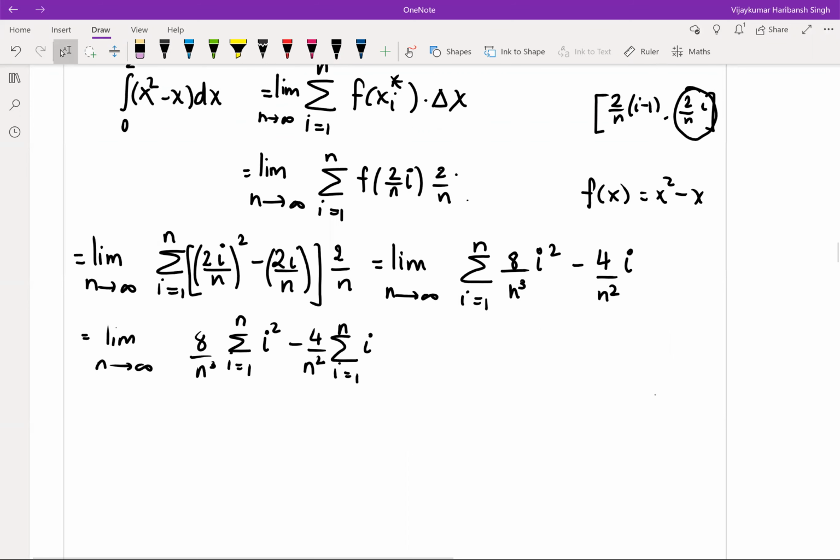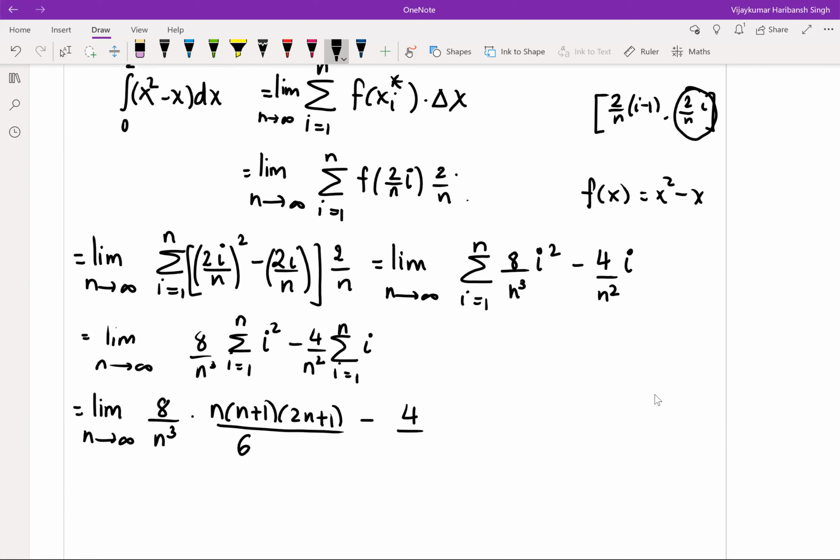Now we can use the formulas for summation i square. We already know that. What is that? Limit as n going to infinity, 8 by n cube. What is the formula for summation i square? n into n plus 1 into 2n plus 1 divided by 6, minus 4 by n square times summation i, whose formula is n into n plus 1 divided by 2.